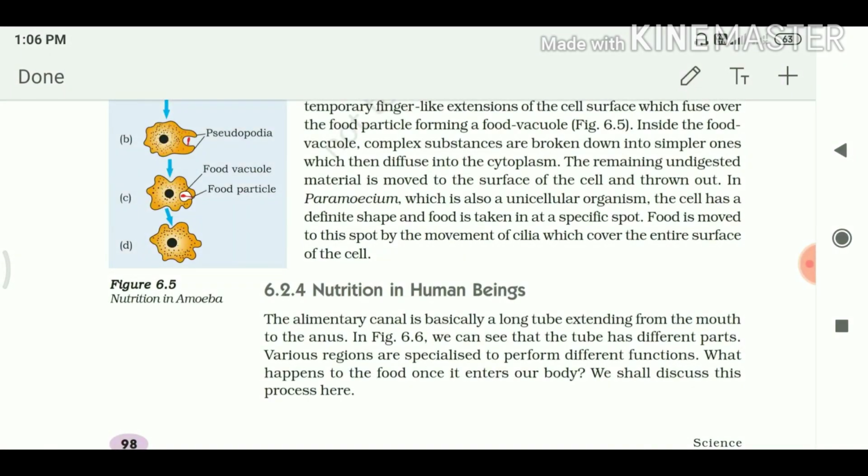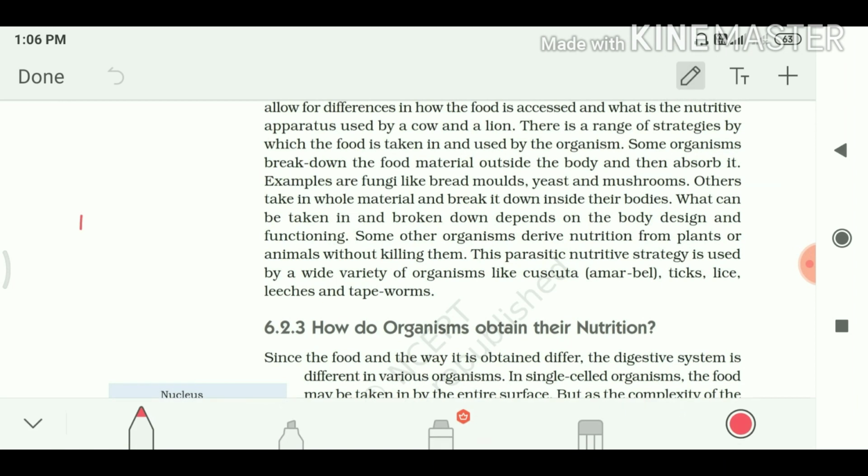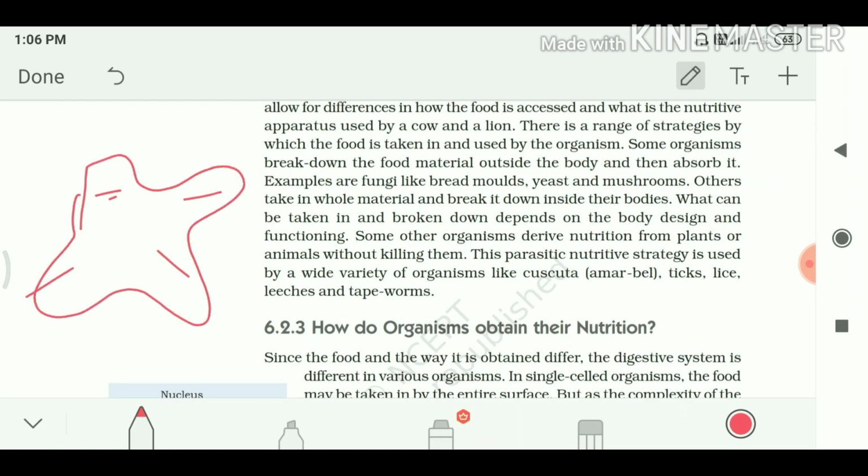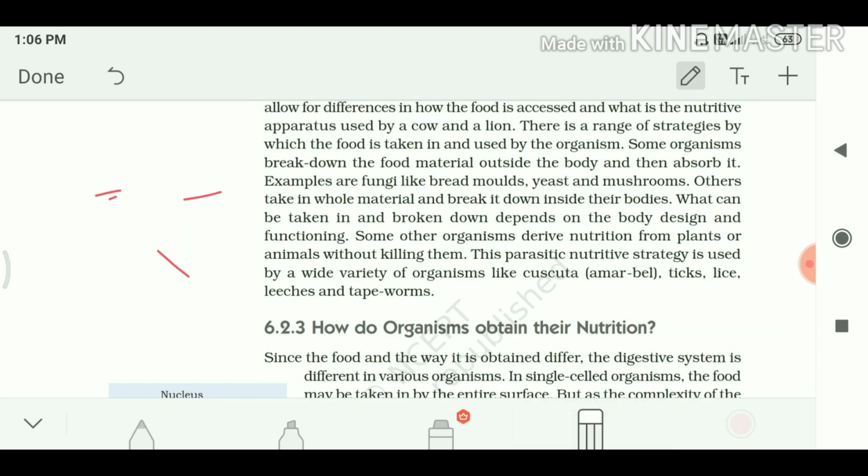Right? Now, the fourth step is assimilation, that is the utilization of that food particle. Once these simpler food particles pass to the specific site in the amoeba body, the body of the amoeba utilizes these food particles for the formation of energy, for normal growth of the body, and maybe for reproduction, right? They use these food particles.